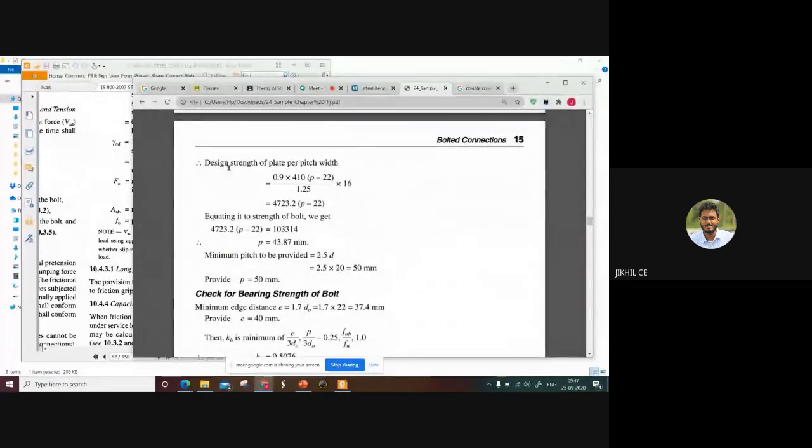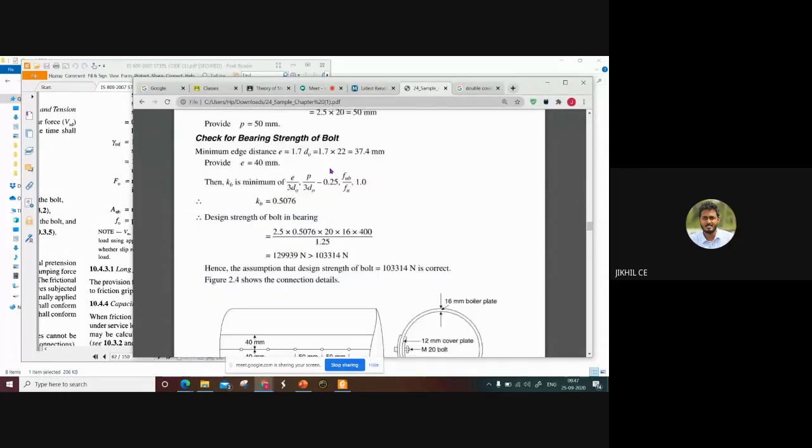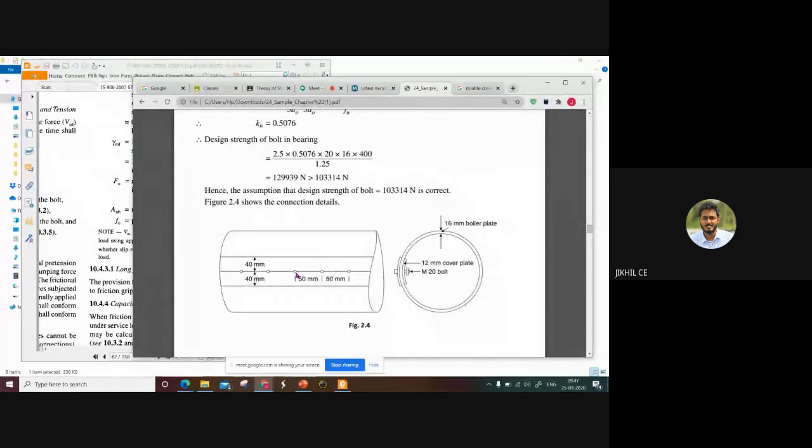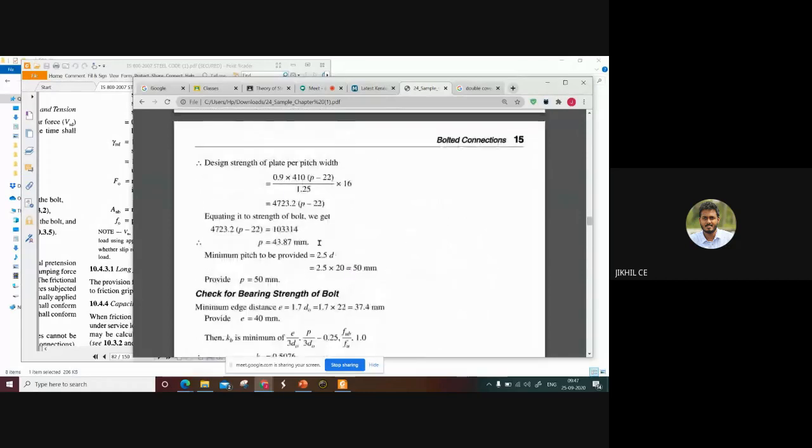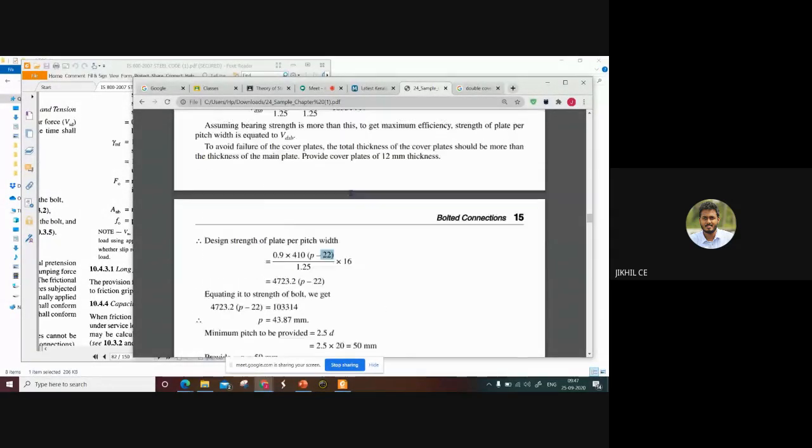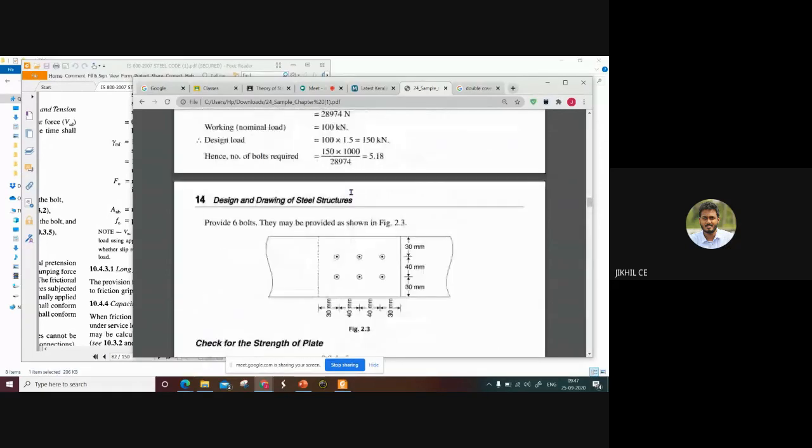So we are finding the design strength of the plate per pitch width. We have the pitch, which is the distance between the center of one bolt to the center of the second bolt. So per pitch width, we are finding the strength of the plate. And that's why we have 0.9 into strength into pitch minus 22, that is the hole diameter, divided by 1.25, into 16.